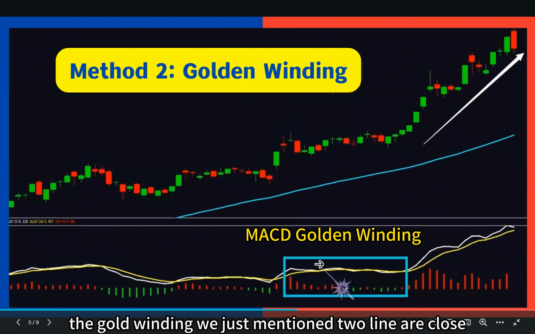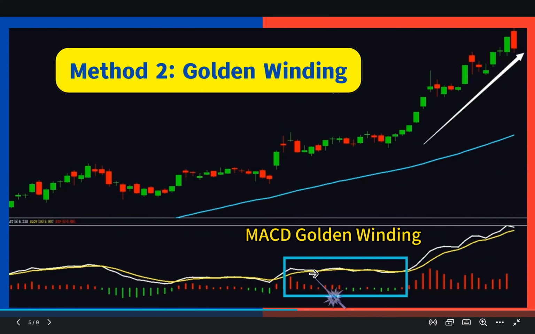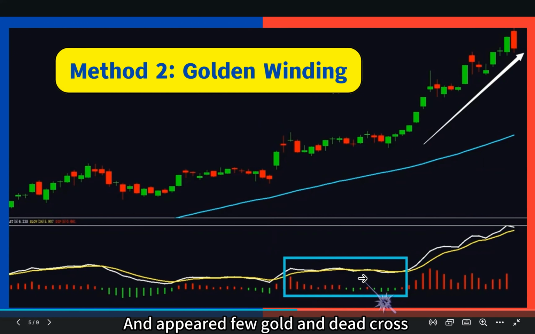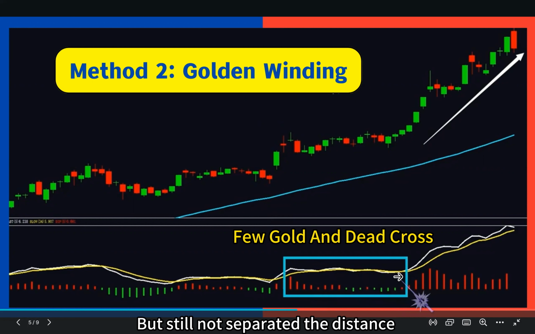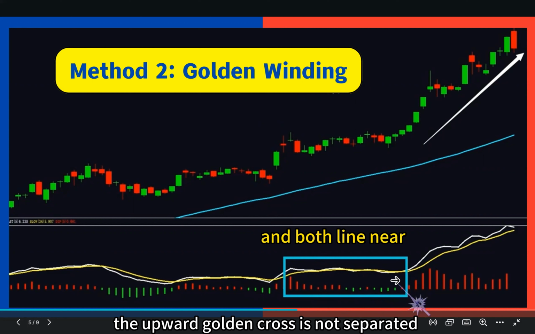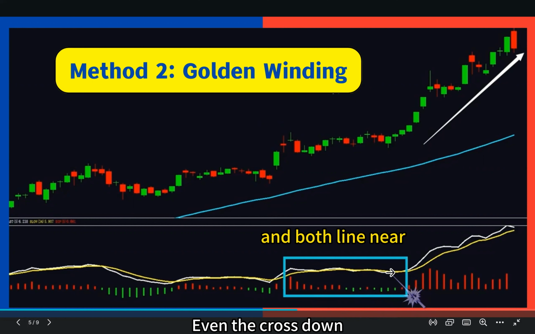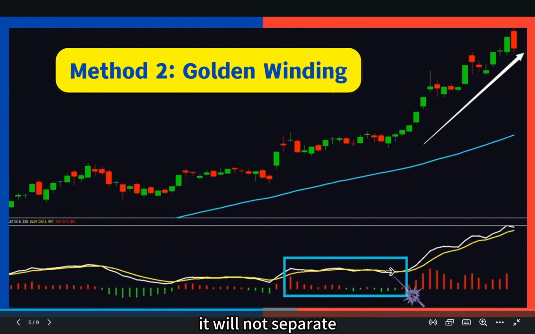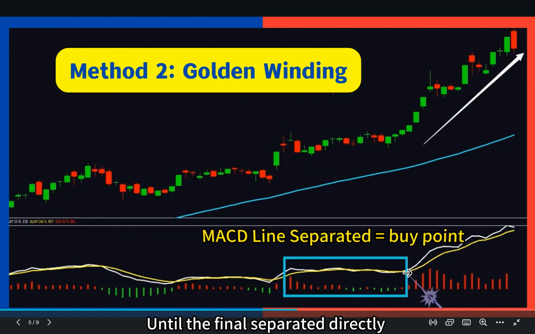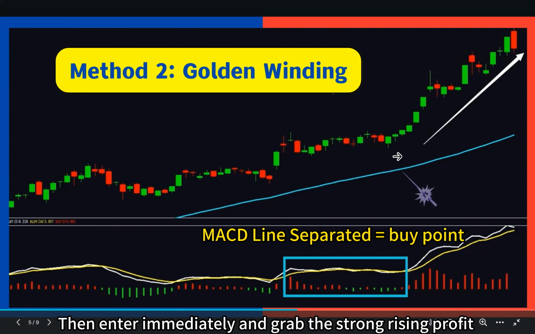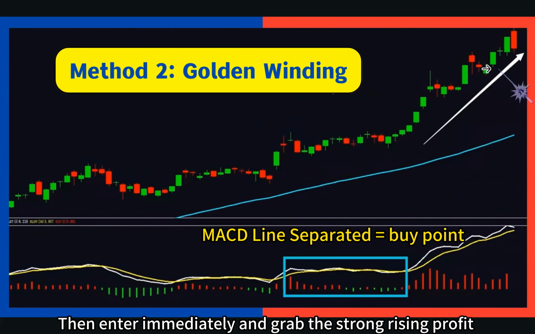The gold winding we just mentioned: the two lines are close and a few golden and dead crosses appear, but they still have not separated. That is to say, the upward golden cross is not separated. Even the cross down will not separate until the final separation directly. Then enter immediately and grab the strong rising profit.